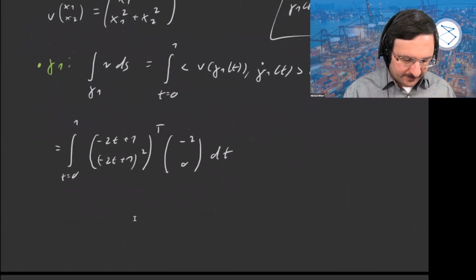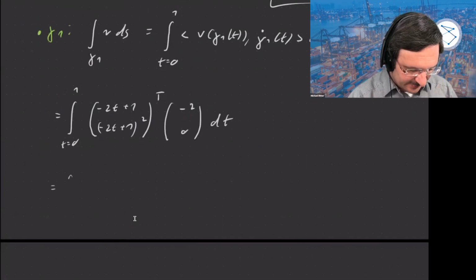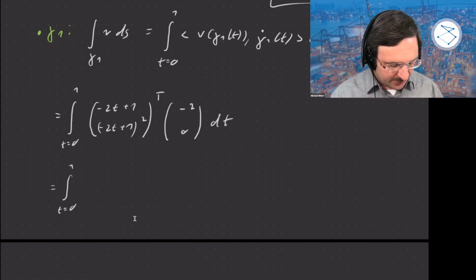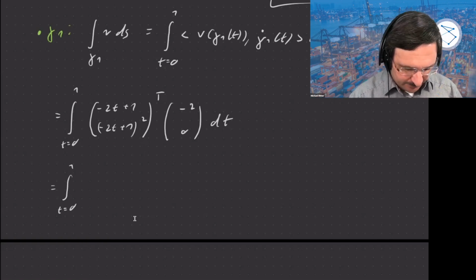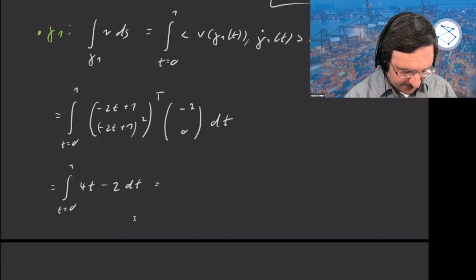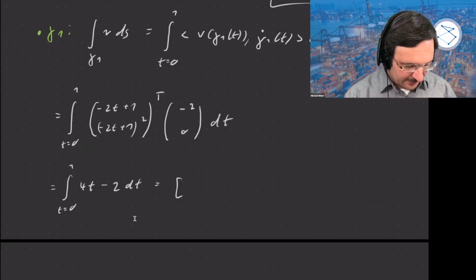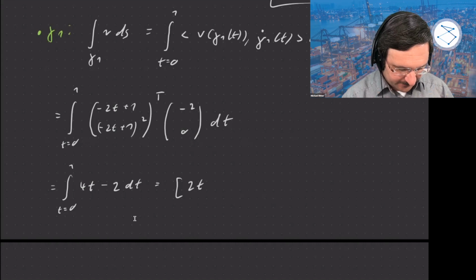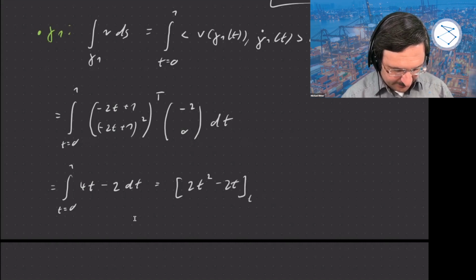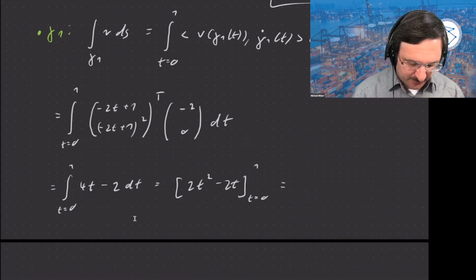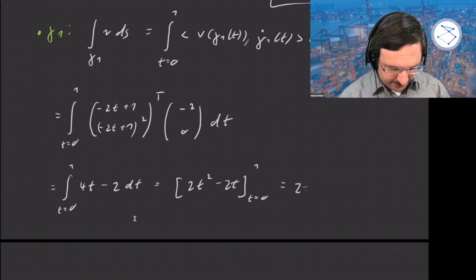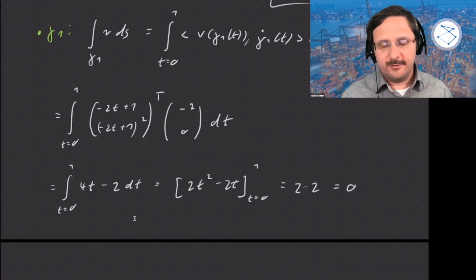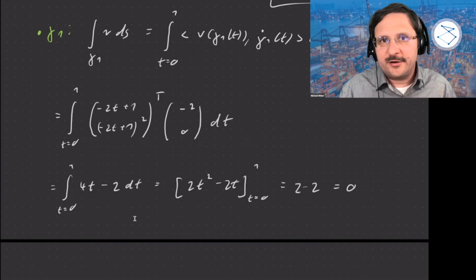Okay, so what we get here is the integral from 0 to 1 over, let's see, that would be 4t minus 2 dt. And that's easy to integrate. The integral of t is t squared over 2. So 4t is 2t squared then, minus 2t from 0 to 1. So upper bound is 2 minus 2. And lower bound is 0 minus 0. So that's 2 minus 2, and that is equal to 0. So that is the integral over this vector field along gamma 1.